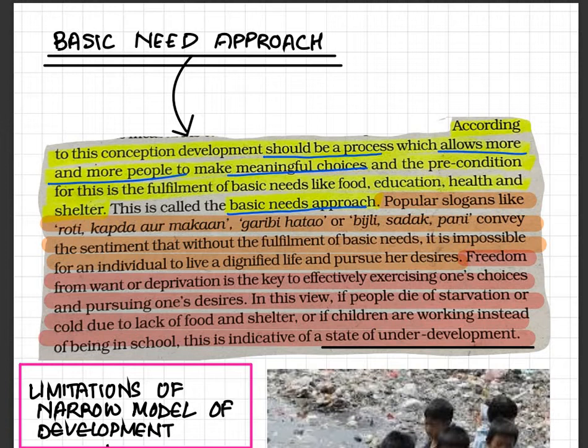ये जो बेसिक नीड अप्रोच है, इसमें ये कहा गया है कि आप अपने बेसिक नीड्स से अवगत हो जाइए, be aware of what exactly is your need. Your need is not to purchase very luxurious cars and to show off. No, your need is to travel from one point to another.